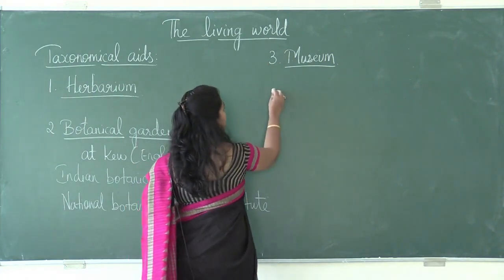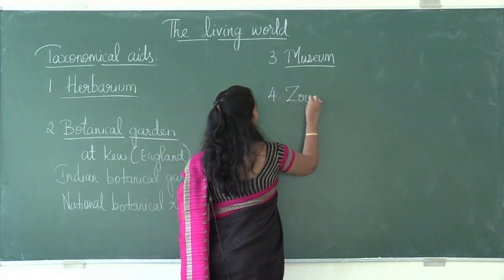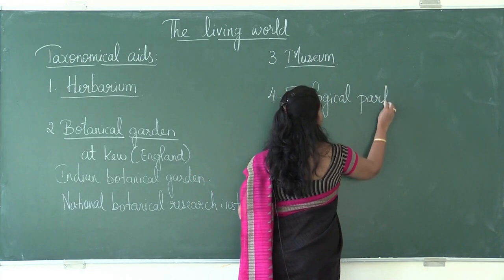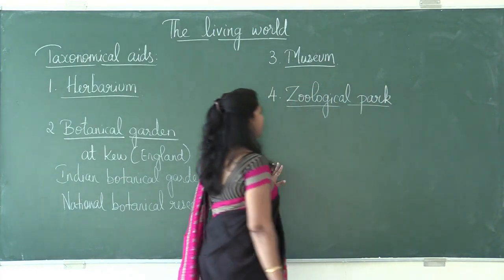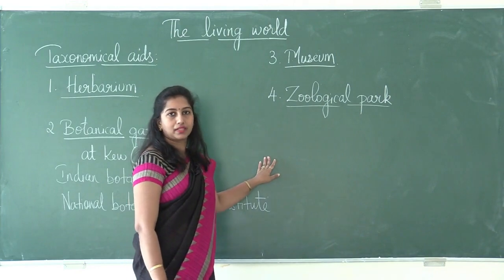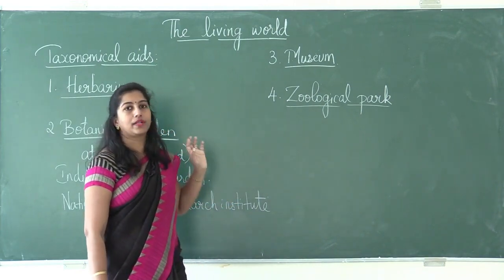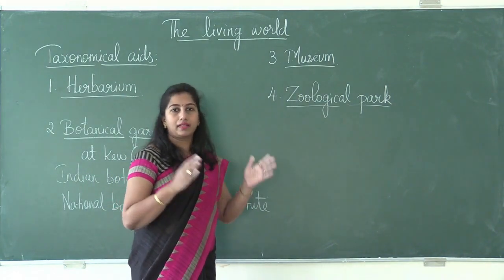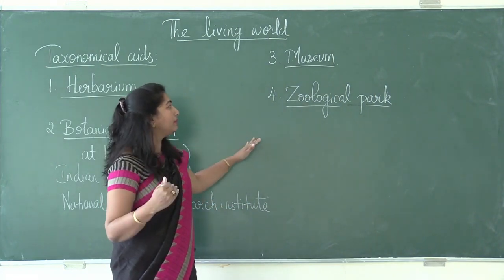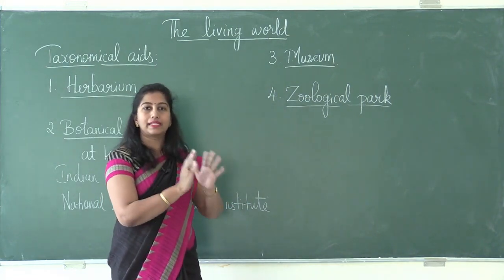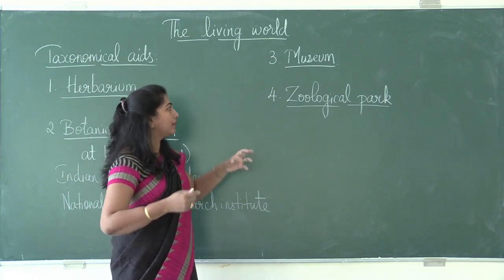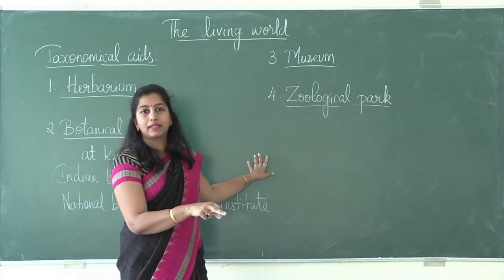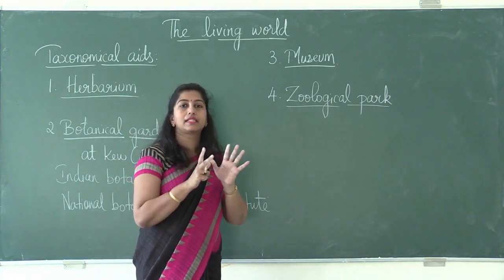After the museum, we are going to study the next taxonomical aid, that is the zoological park. This zoological park, which we commonly call a zoo, is a place where the animals are maintained and humans take care of them. It's an environment where the animals are maintained by people who take care of them, and who also try to provide the same type of habitat.